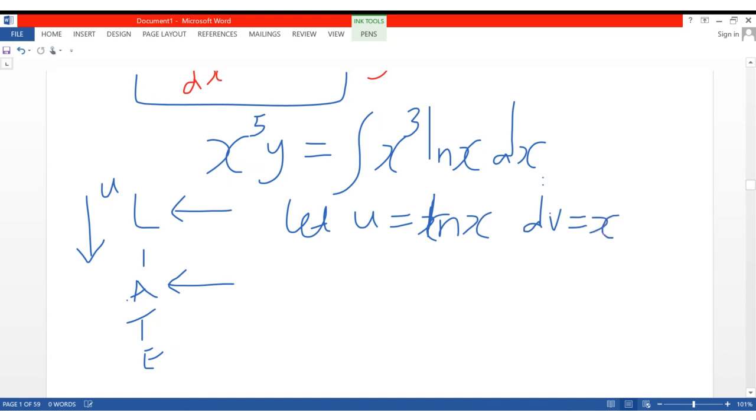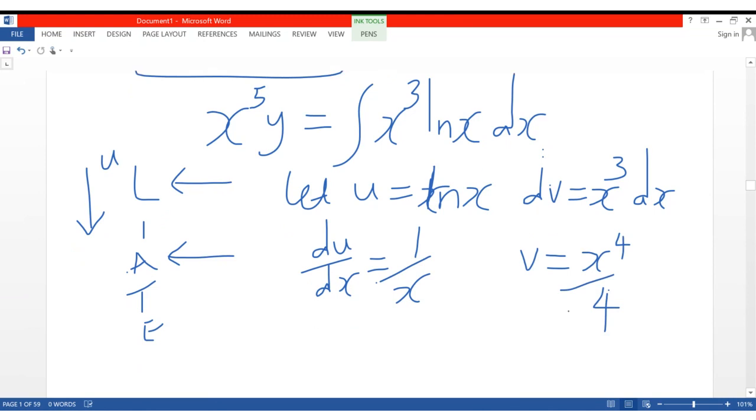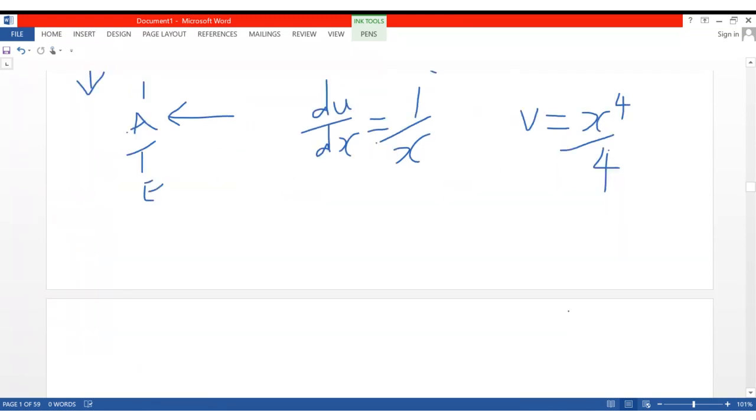So someone to differentiate for me here, du/dx, what do you get? When you differentiate ln x, you get 1 over x. This one we integrate, remember? When you integrate this one, you'll get x to power 4 all over 4. Please don't add a constant of integration. So integration by parts says that the integral of u dv is always given by what? uv minus v du.